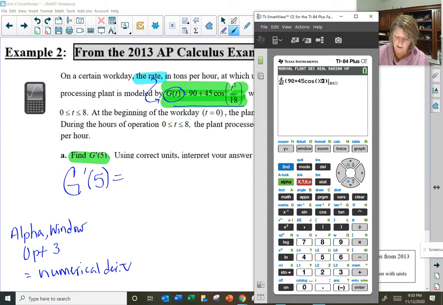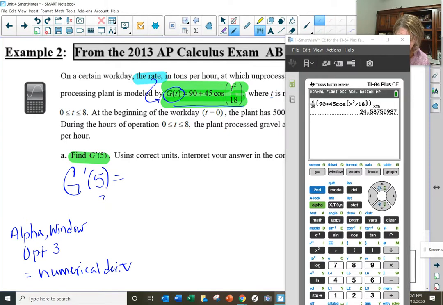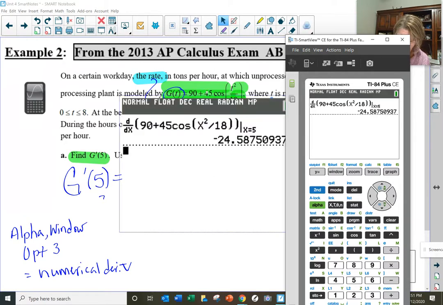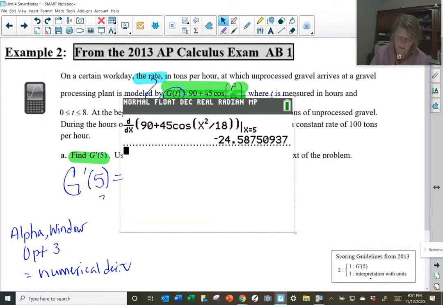I need x squared divided by 18. Now, at the very end, do you see the straight up and down line? Remember how that means evaluate? That's exactly what it means here. Evaluate this derivative when x is equal to 5. So I'm putting in 5. I'm going to hit enter. And there is my answer. I'm going to swipe this off so we can talk about it. There it came. All right.